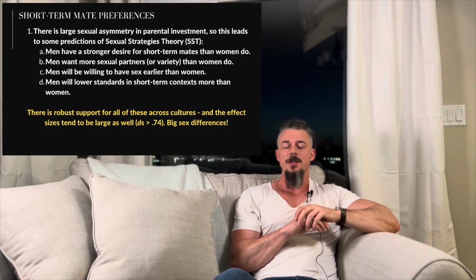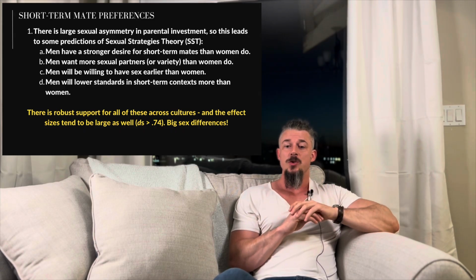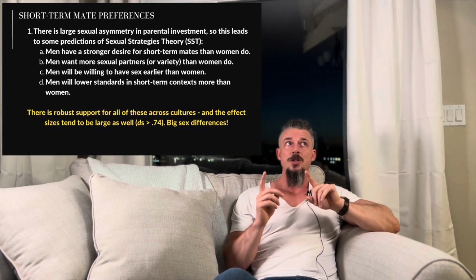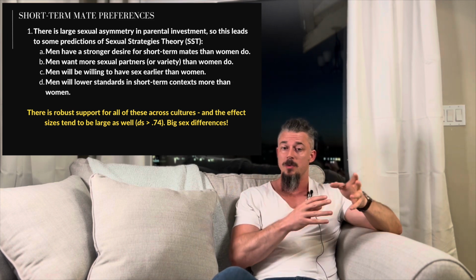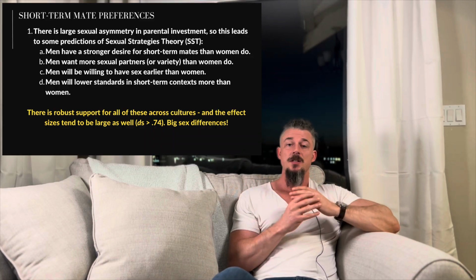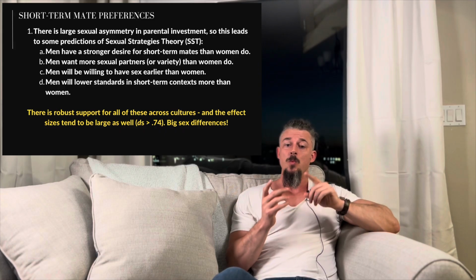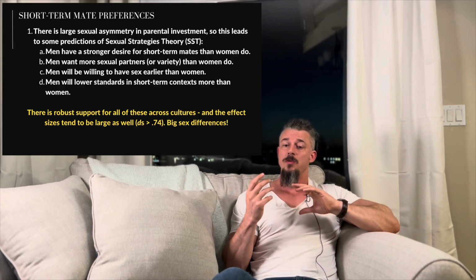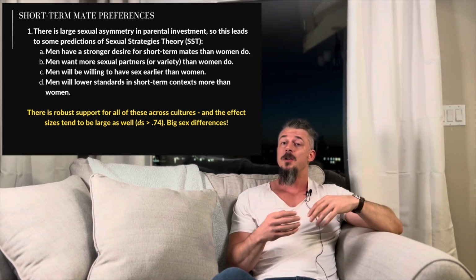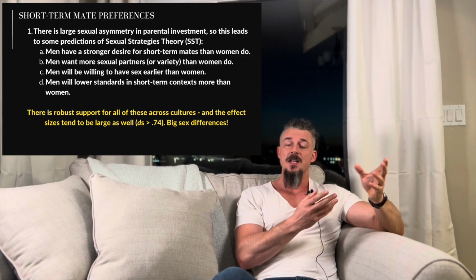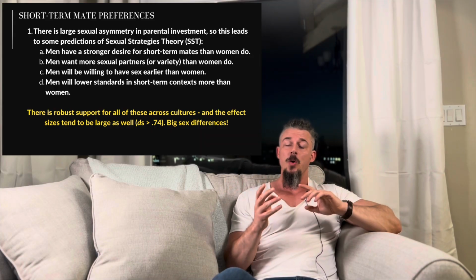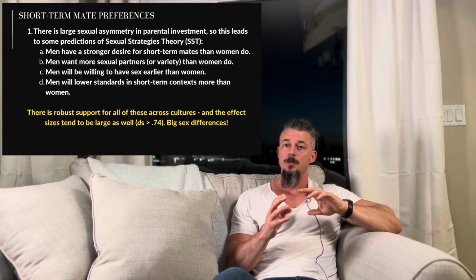Short-term mating preferences, okay? We see a very large sexual asymmetry in parental investment. Again, Trivers, parental investment theory. So this can lead us to some predictions that we can make in accord with sexual strategies theory, okay? Men have a stronger desire for short-term mates than women do, would be one. Men want more sexual partners or more sexual variety than women do. Men are willing to have sex earlier than women. They're willing to have uncommitted sex more often than women, more of an interest in casual sex, and men will lower their standards more in short-term contexts than women.